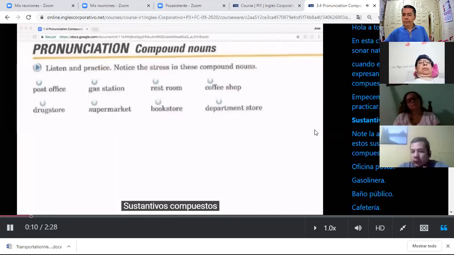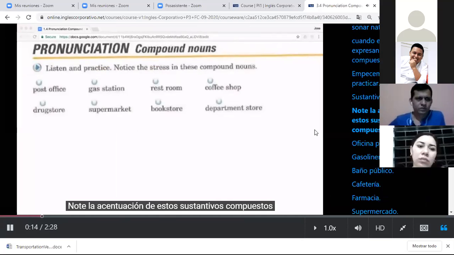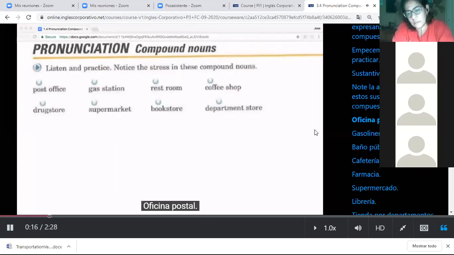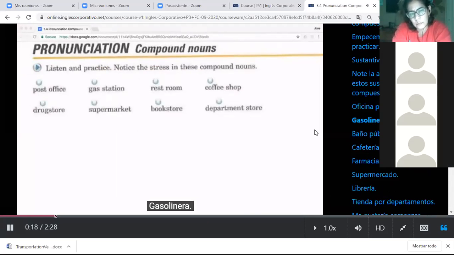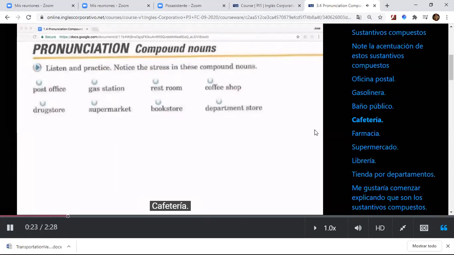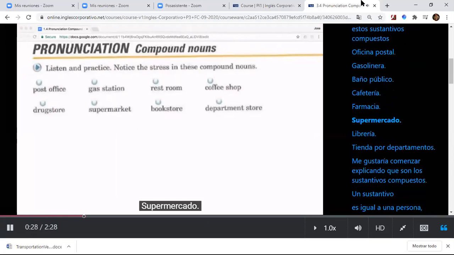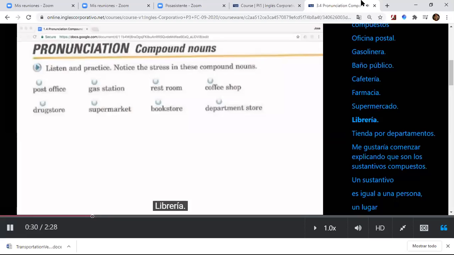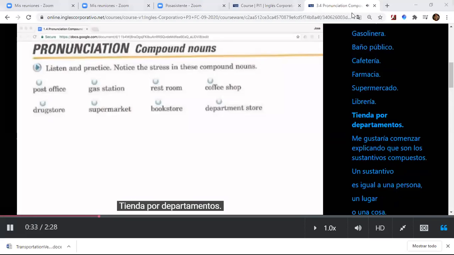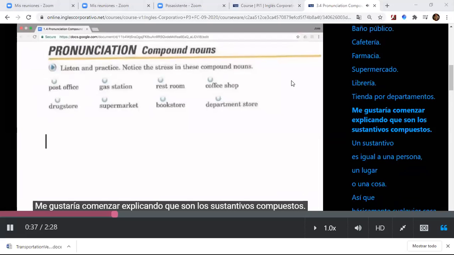Compound nouns. Notice the stress in these compound nouns. Post office. Gas station. Restroom. Coffee shop. Drugstore. Supermarket. Bookstore. Department store.